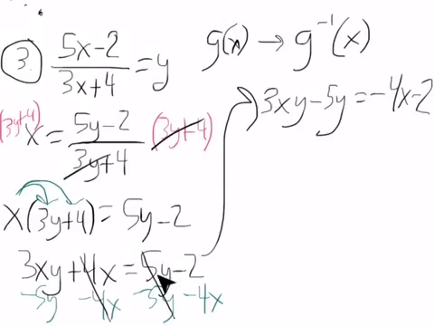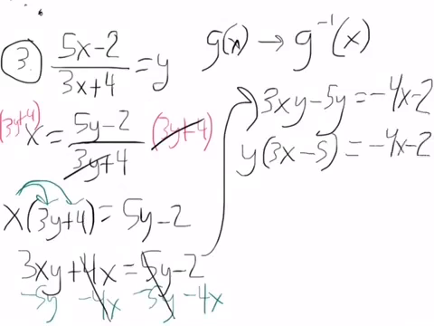Again, what happened there is I'm just left with this on the right-hand side, this on the left-hand side. And what's great is now I have y's on the same side. So notice that both these terms have a y in it. So what I can do now is factor out that y. And if I do that, I'm left with y times 3x minus 5 equals what that left-hand side was, negative 4x minus 2.